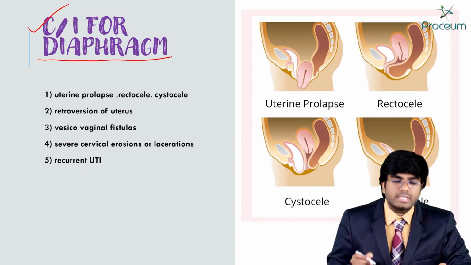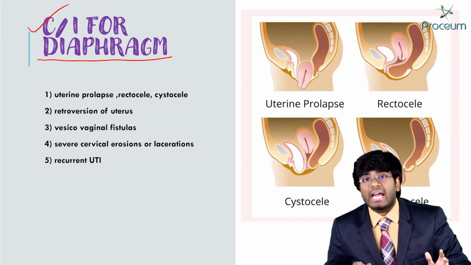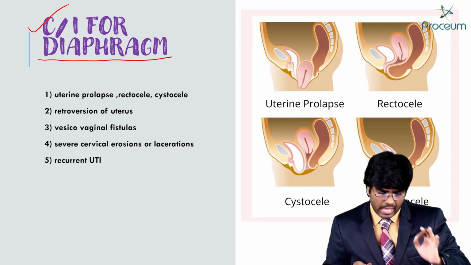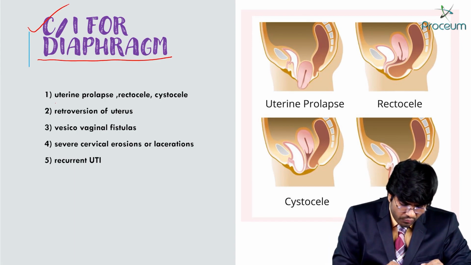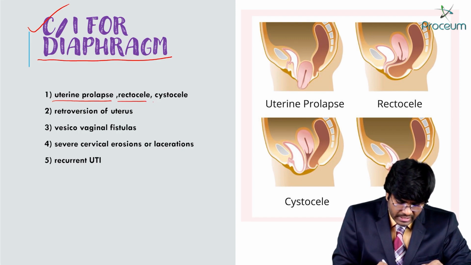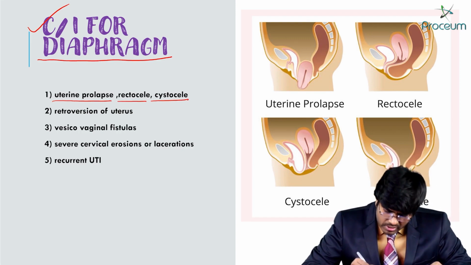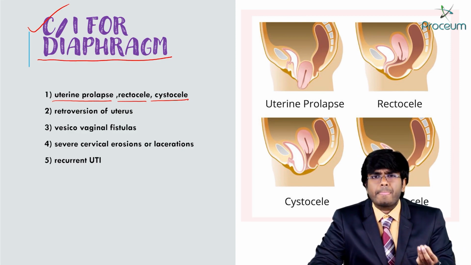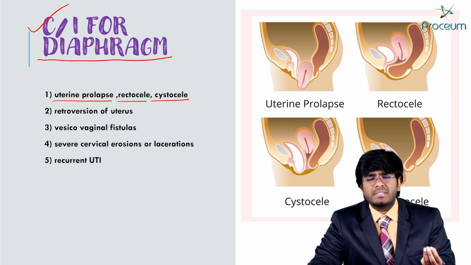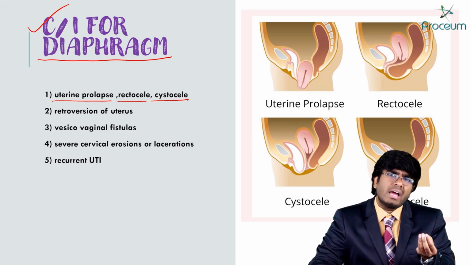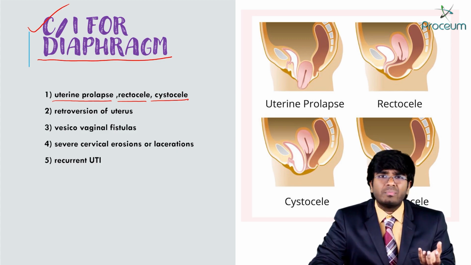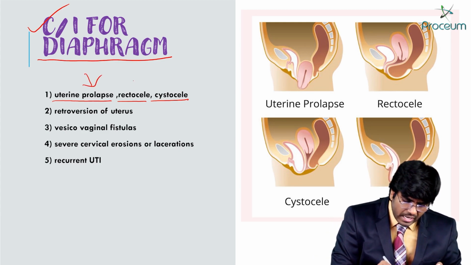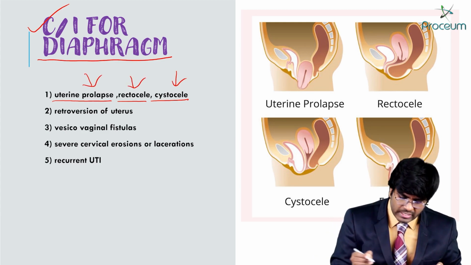In which conditions should a female not use a diaphragm? Very, very important. Lots and lots of times this question was asked. See, in the conditions of uterine prolapse, rectocele and cystocele. Please concentrate, just think rationally. If there is a uterine prolapse, should a female use a diaphragm at the time of intercourse? No. In the conditions of uterine prolapse, rectocele and cystocele, please concentrate.